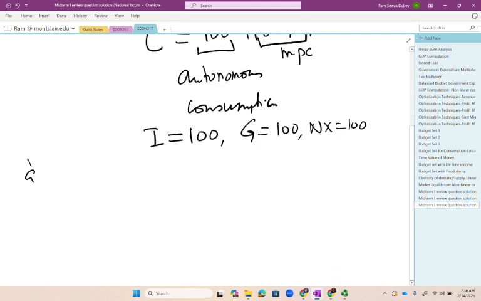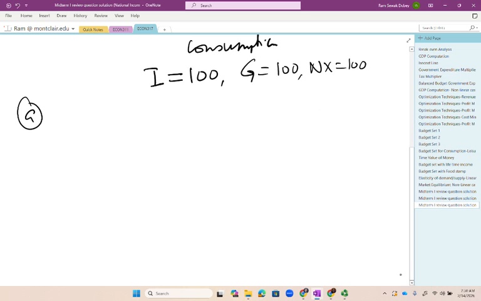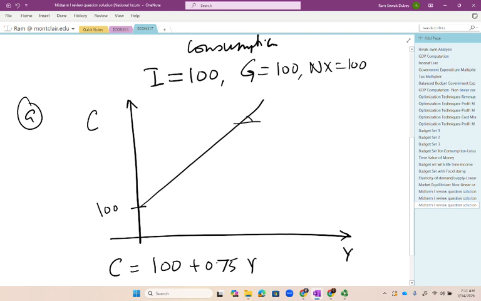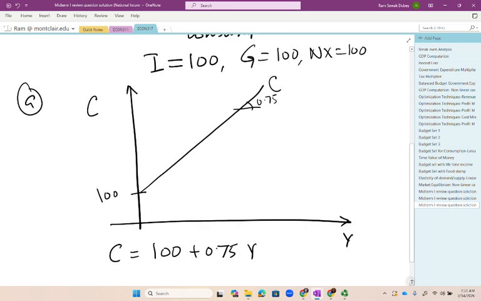Now, the first part requires us to draw the consumption function with y on the horizontal axis and C on the vertical axis. So, I have y here, the national income, and the consumption is on the vertical. The expression given above is 100 plus 0.75 times y. So I have the vertical intercept to be 100, positive slope is 0.75. That's the consumption function. This is straightforward.